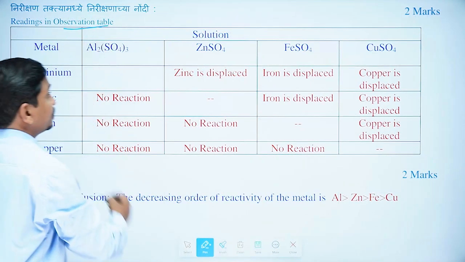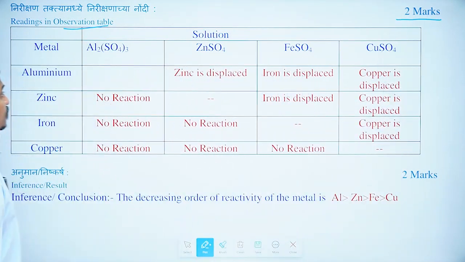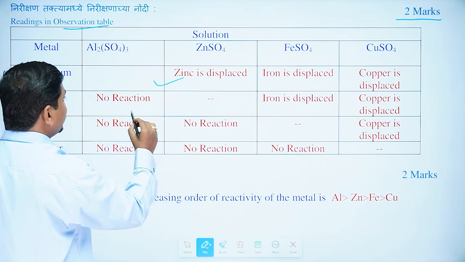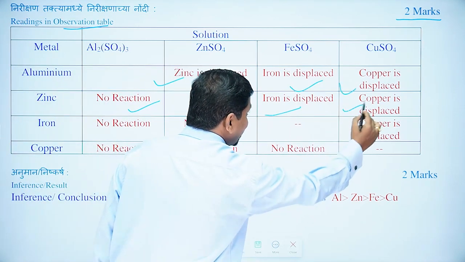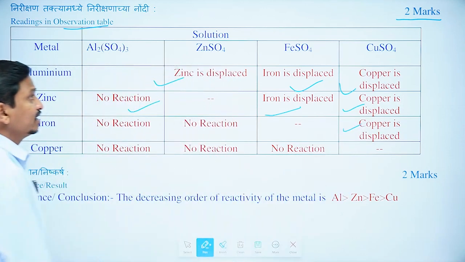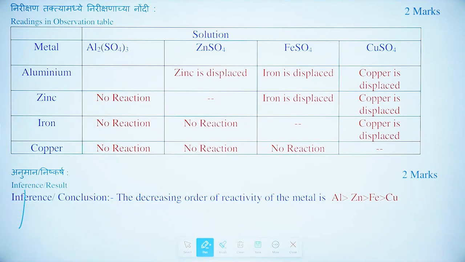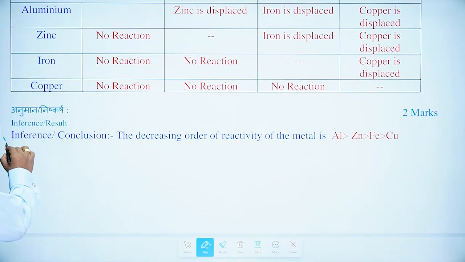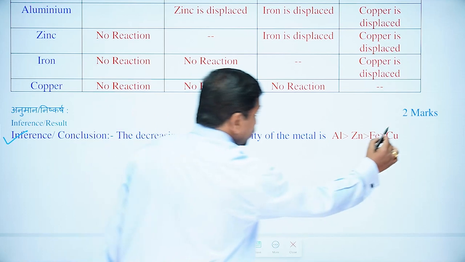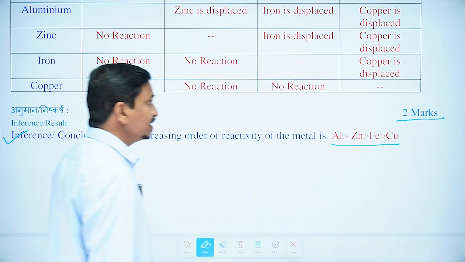For observation table, you will get 2 marks for filling any 4 blanks correctly. For conclusion, you will get 2 marks for writing this order correctly.